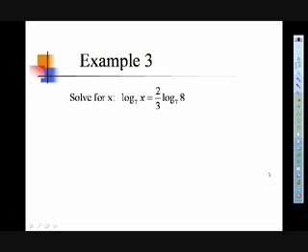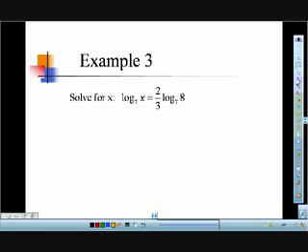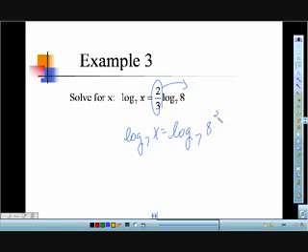Okay, let's take a look. Here, it says solve for x. Log base 7 of x equals 2/3 log base 7 of 8. So this is kind of going in reverse of the property. We've got 2/3 right here in front, and we know that by the power property, I can bring it up. So this is going to be log base 7 of x equals log base 7 of 8 to the 2/3.